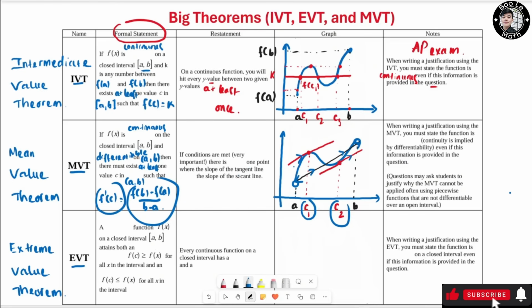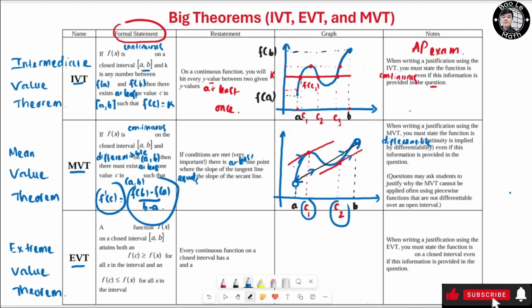Now we're going to restate the theorem. If the conditions are met, very important, there is at least one point where the slope of the tangent line equals the slope of the secant line, right? So on the AP exam, when writing a justification using the Mean Value Theorem, you must say the function is differentiable. Remember that continuity is implied by differentiability, even if this information is provided in the question, right?